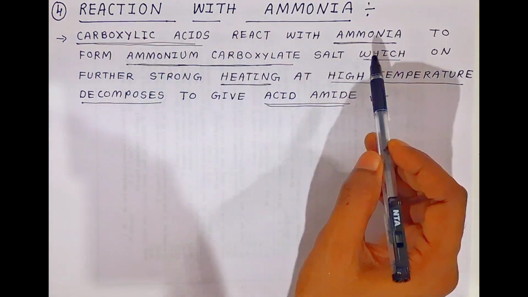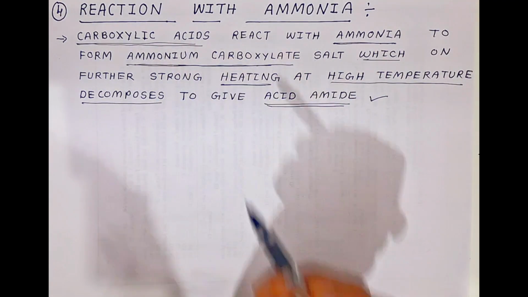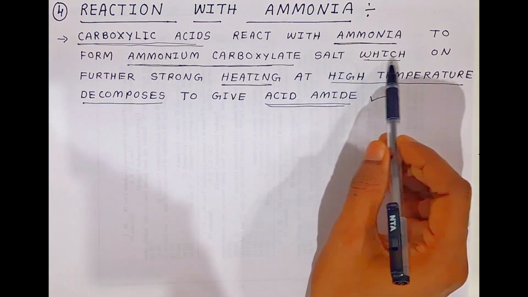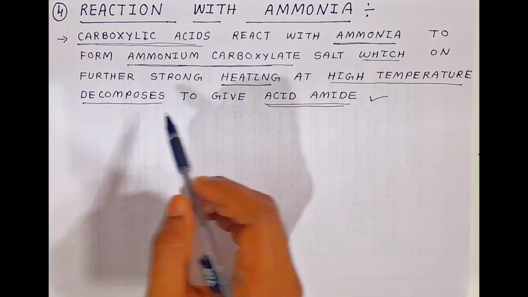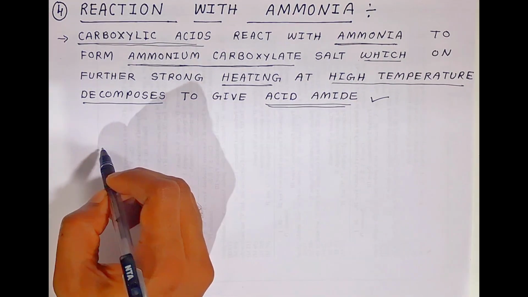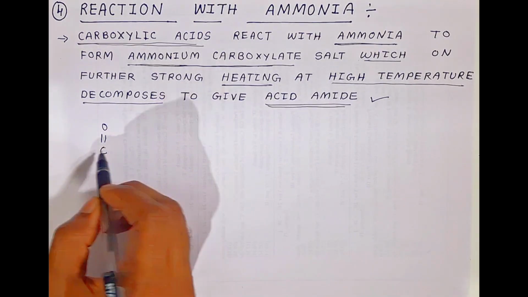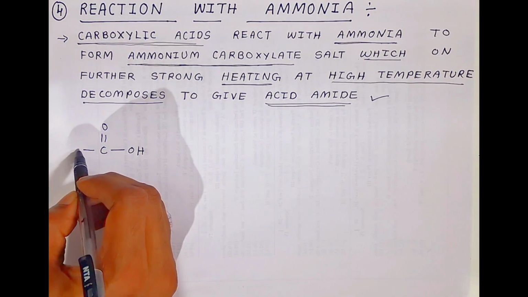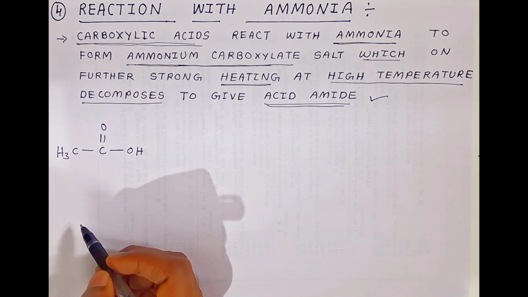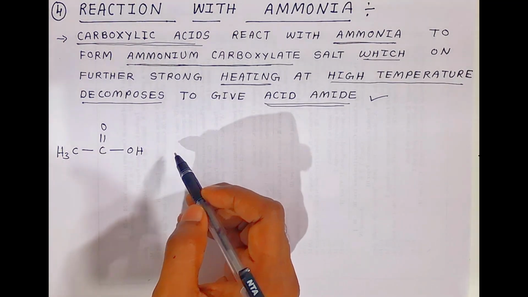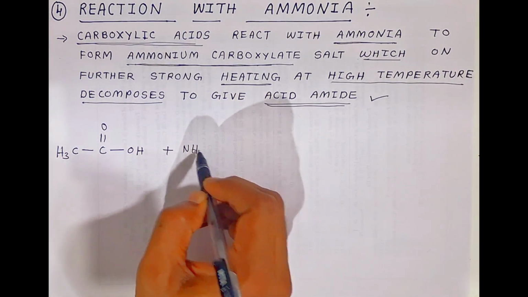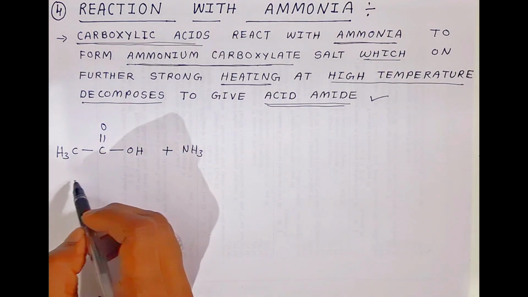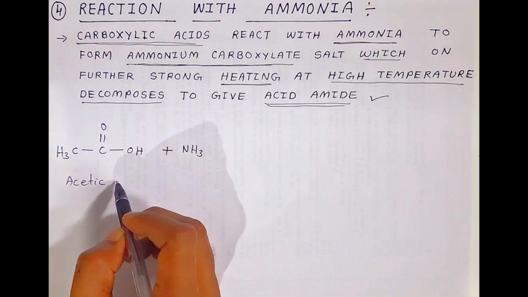So carboxylic acid reacts with ammonia. First it will form ammonium carboxylate salt, which on further strong heating at high temperature decomposes to give acid amide. Let me show with acetic acid. This is the carbonyl; if one valence is replaced by a hydroxyl group, it belongs to the acid group, and here I am replacing the other with methyl. So what happens when you pass ammonia gas? This is ammonia, and this is acetic acid, the simplest acid I have taken.